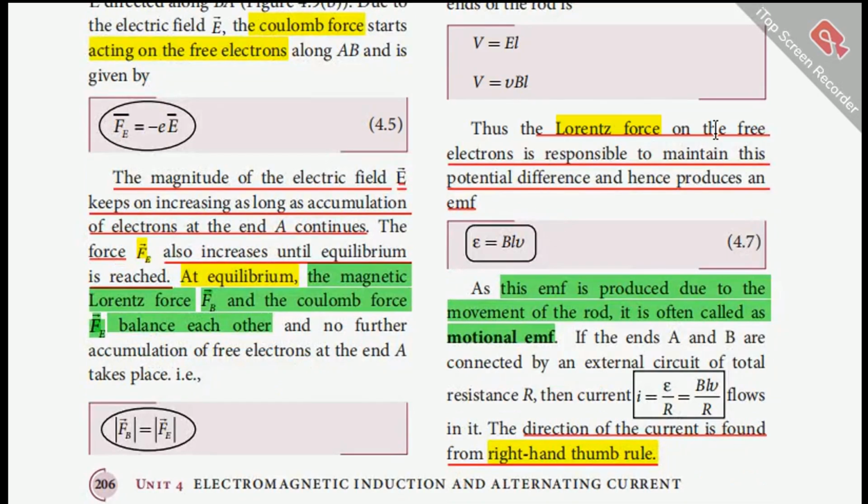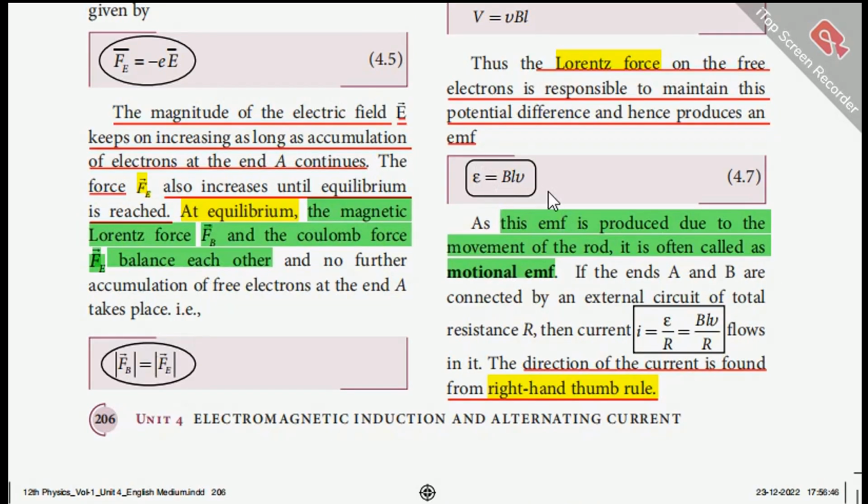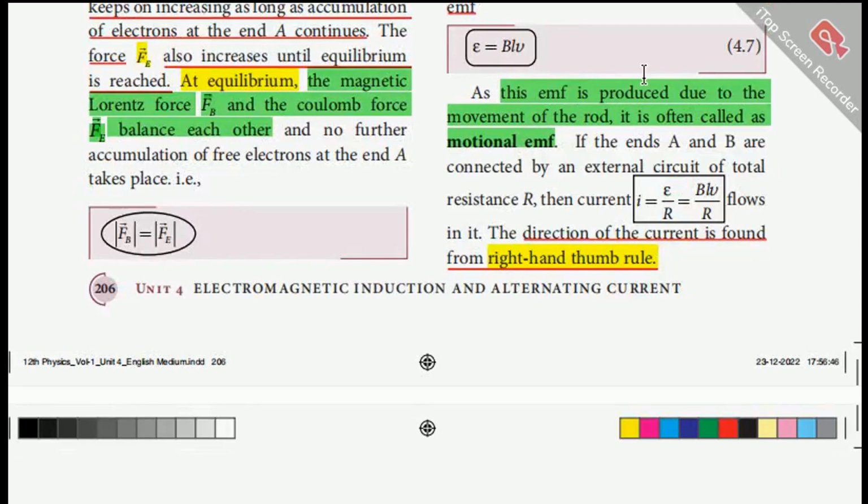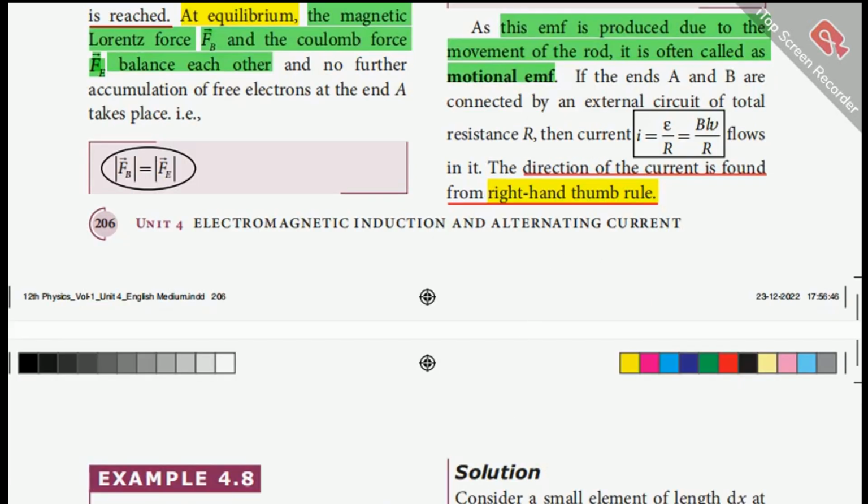Thus, the Lorentz force on the free electrons is responsible for maintaining this potential difference and hence produces an EMF given by the expression E equal to BLv. As this EMF is produced due to the movement of the rod, it is often called motional EMF. And if the ends A and B are connected by an external circuit of total resistance R, then the current is given by I equal to E by R, that's equal to BLv by R, that will flow through the conductor. The direction of this current is found from the right hand thumb rule.